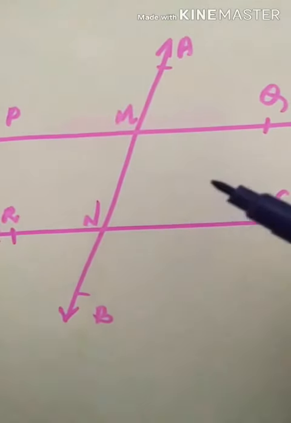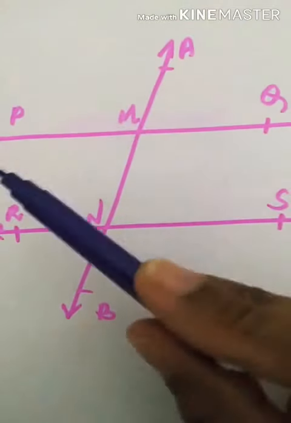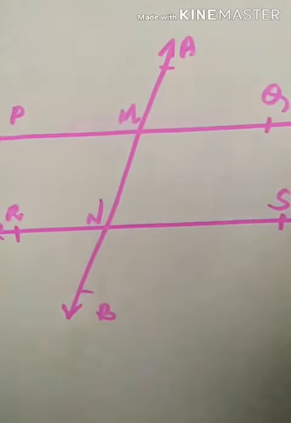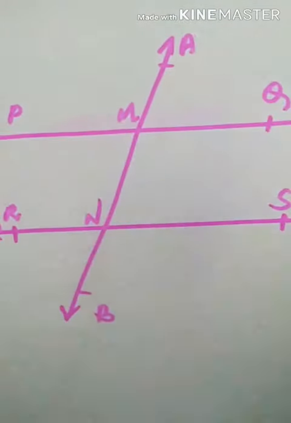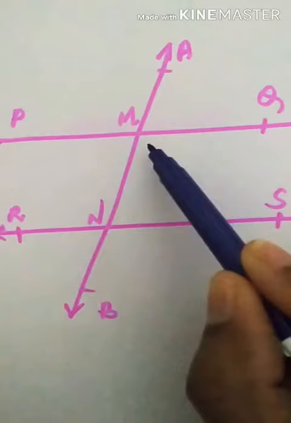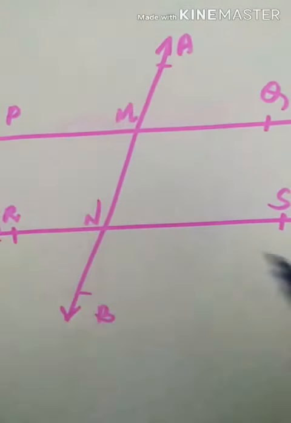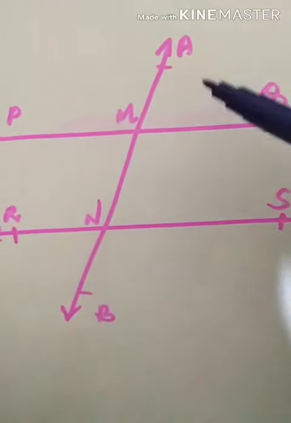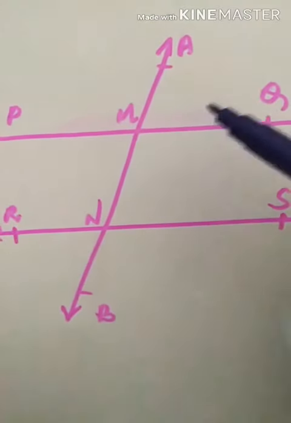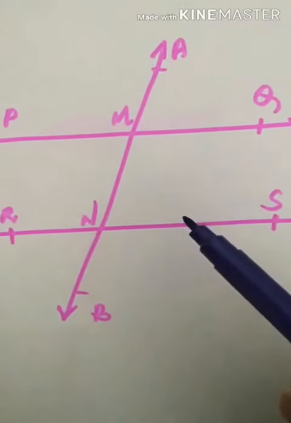Same thing happens to alternate angles. If you have two parallel lines, then the alternate angles are also congruent. Alternate angles in the shape of Z. If you have two parallel lines, then the interior angles are supplementary. So in this figure, let us write down the names of the corresponding angles, alternate angles, and interior angles which are supplementary. So let us start.